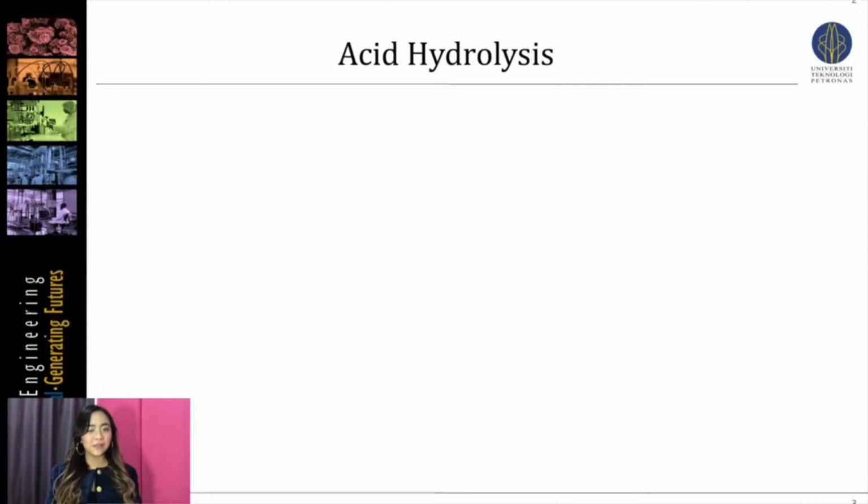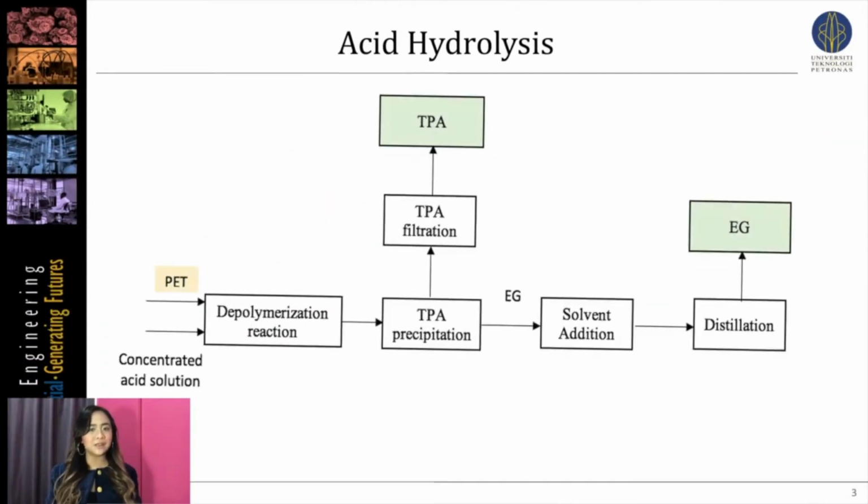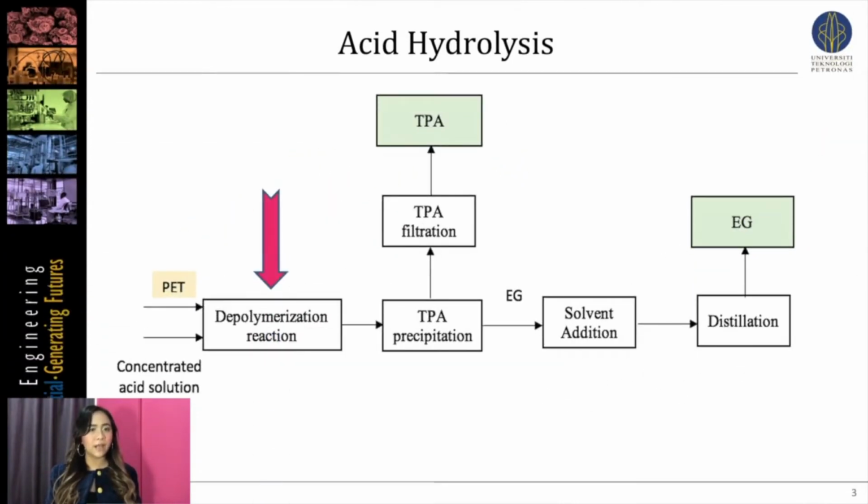Firstly, I will explain about acid hydrolysis. So, this is the block diagram. It is performed by depolymerization of the PET by the presence of strong acidic solution such as sulfuric, nitric, or phosphoric acid. However, the most frequent acid used is sulfuric acid due to its fast reaction.